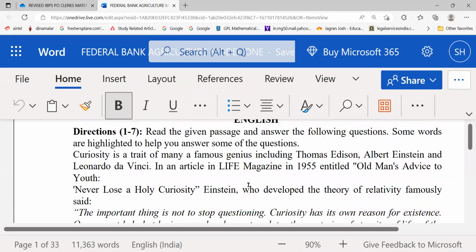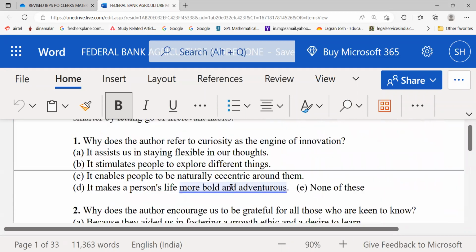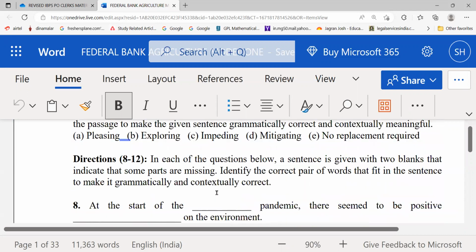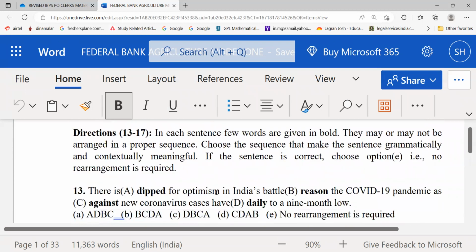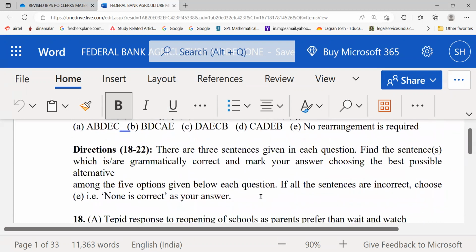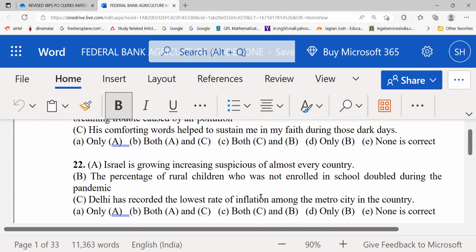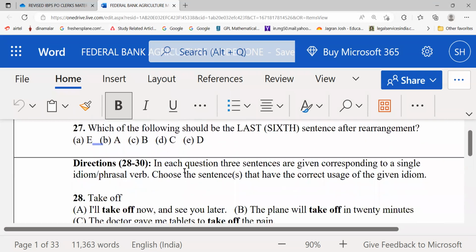First is English. This should not be a problem for you. This will contain questions like comprehension, synonyms, antonyms, fill in the blanks, arranging words in proper sequence to form a sentence, and grammatical errors in sentences. Then rearranging, that is paraphrasing. There will be 6 sentences, and you have to find which will come first and which will come last. Based on this, questions will come.